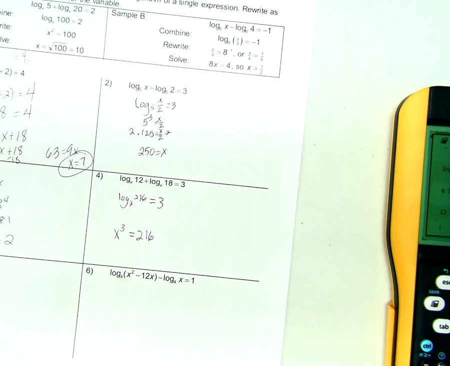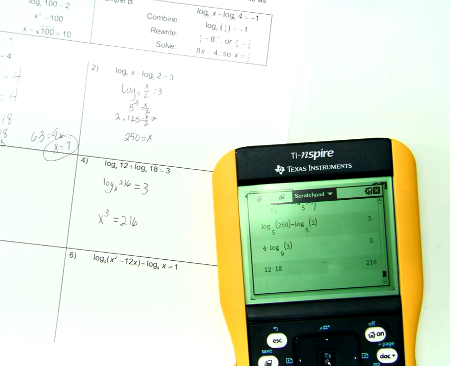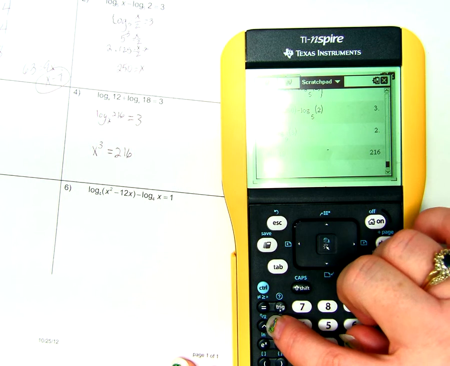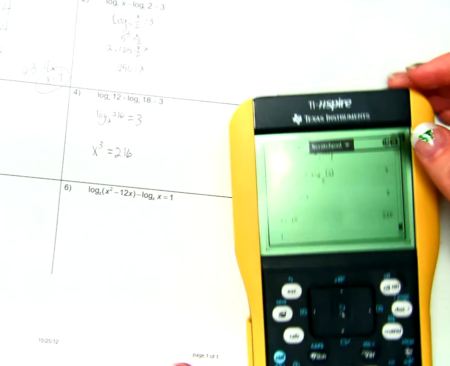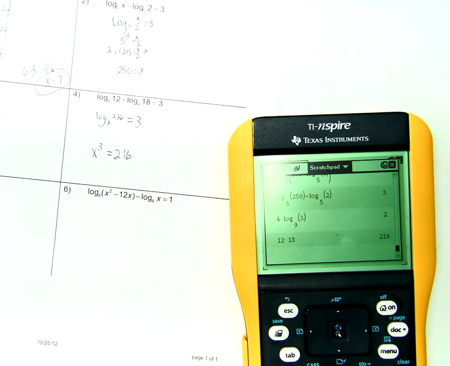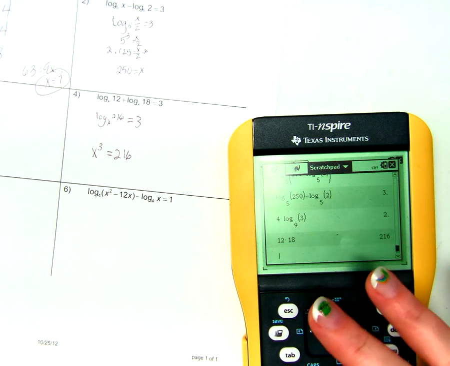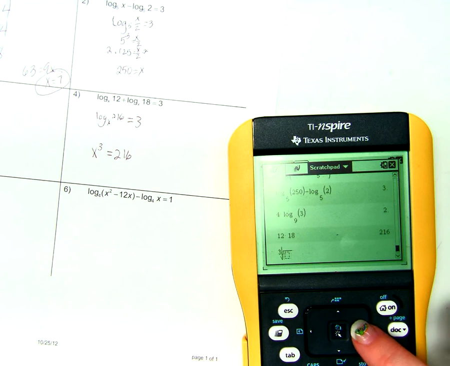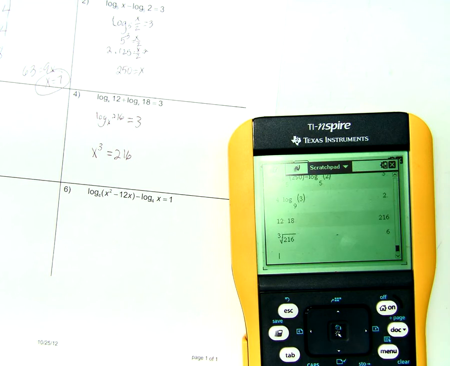Okay, that's a good question. Can I show you something real fast? Look at the little caret button right here. Look at the blue writing right above that. See how it says N and then X? So if you do, let's see, you have to do Control and then that button, and then you can put the cube root of 216, just like that. Okay?